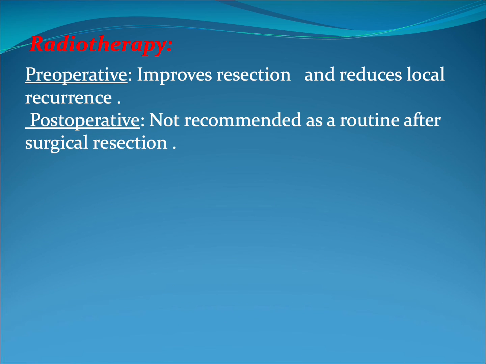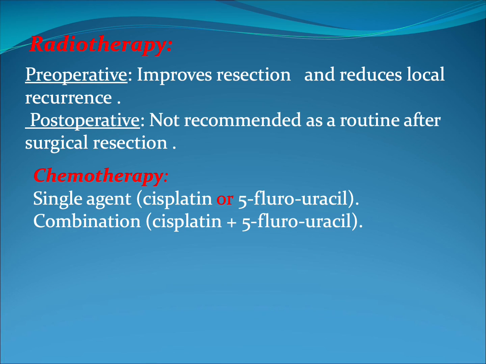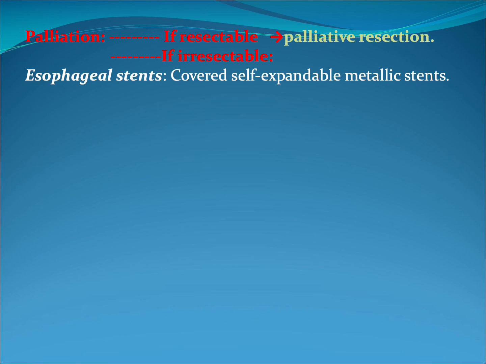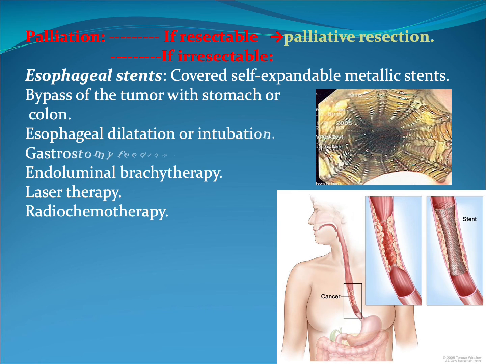We can also do preoperative radio and chemotherapy to debulk the tumor, help in the surgical resection, eliminate micrometastases and improve resectability. Palliative resection can be done in patients with intractable hematemesis, or if there's involvement of surrounding structures. Usually unresectable patients or those for palliative treatment will be treated with stents, laser therapy or brachytherapy in order to help the patients have normal swallowing.